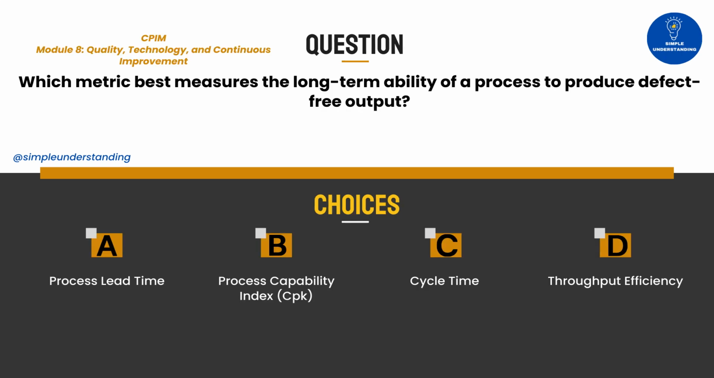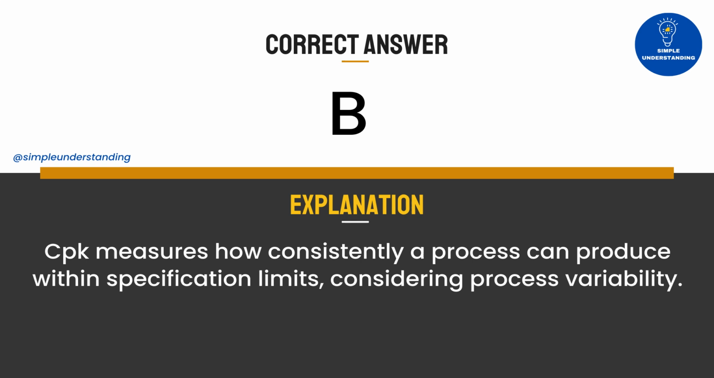Question 4. Which metric best measures the long-term ability of a process to produce defect-free output? A. Process lead time. B. Process capability index, CPK. C. Cycle time. D. Throughput efficiency. Correct answer, B. Explanation. CPK measures how consistently a process can produce within specification limits, considering process variability.